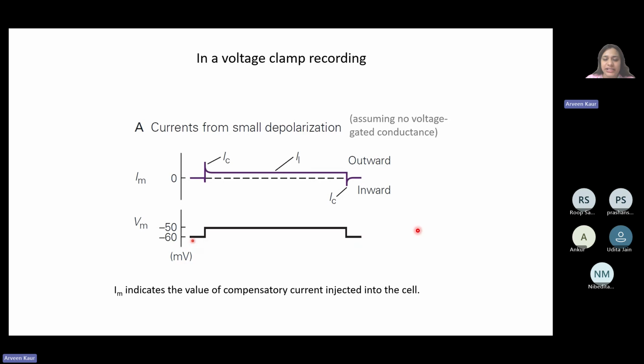If there is a small depolarization again, what does it mean? Moving closer to zero, right? Because the equilibrium potential is negative. So when we move closer to zero, it is going to be depolarized, right? So if this much depolarization occurs, then the current changes this much. And I indicates the value of compensatory current, that was injected into the cell to basically revert it to normal, right?